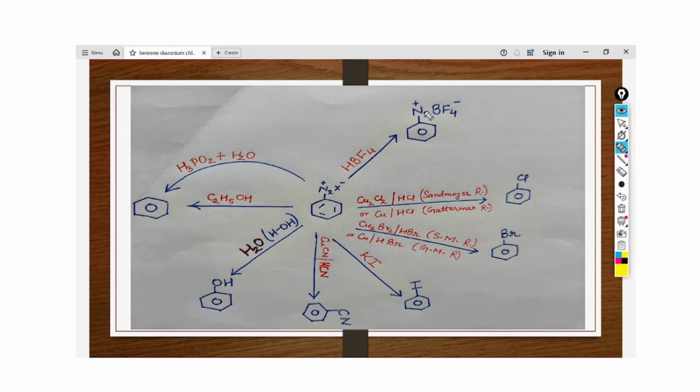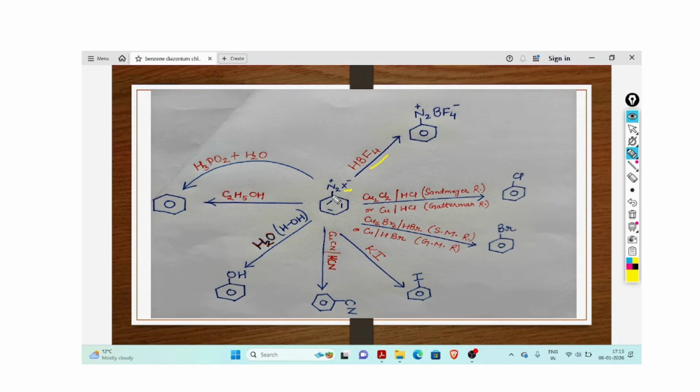The N2 will remain with the benzene molecule. You will replace only X by the BF4 ion. So only for this reaction you will not substitute whole N2X. Only for this reaction you will replace only X negative. Suppose this is Cl negative or Br negative. So you will replace this by the latter part, but not the full N2X. Only BF4 will be in place of X negative. So your product is benzene diazonium fluoroborate. So for the next two reactions, we'll focus only on this molecule.